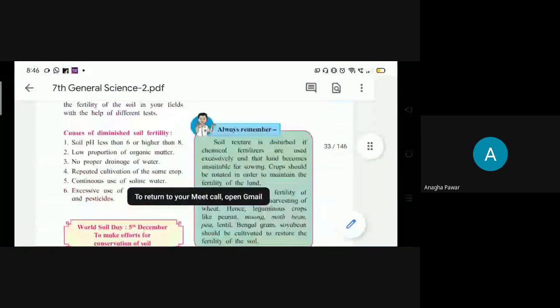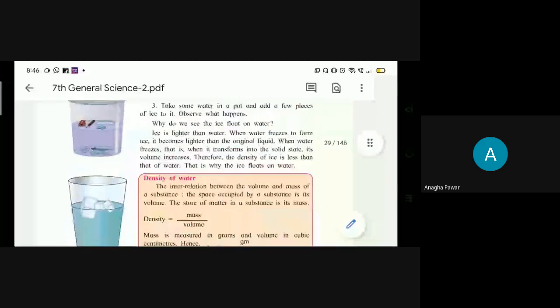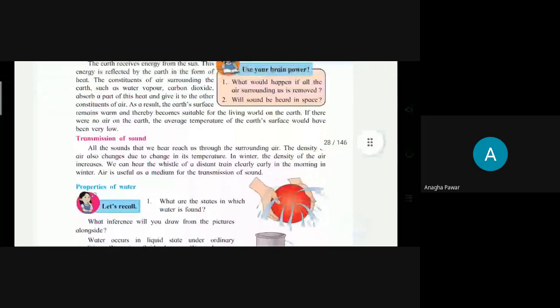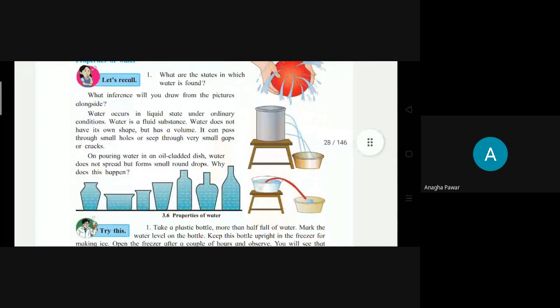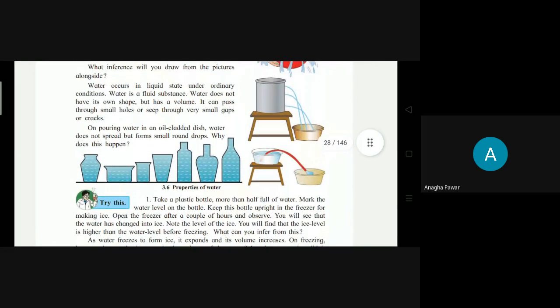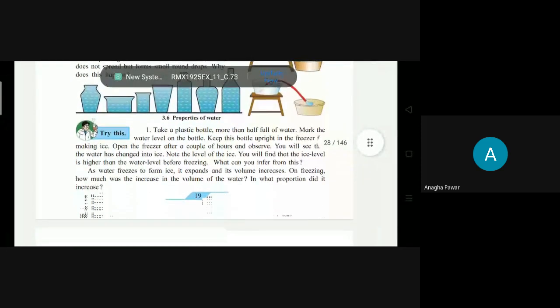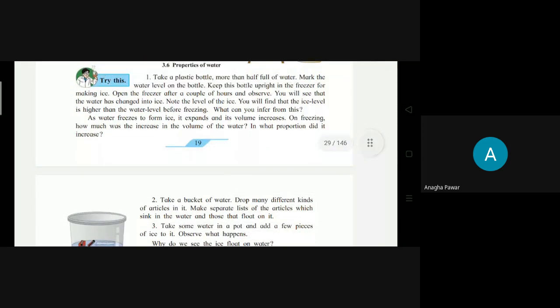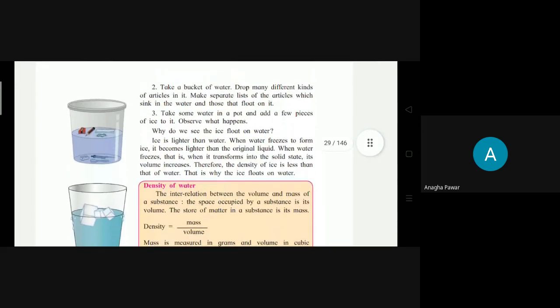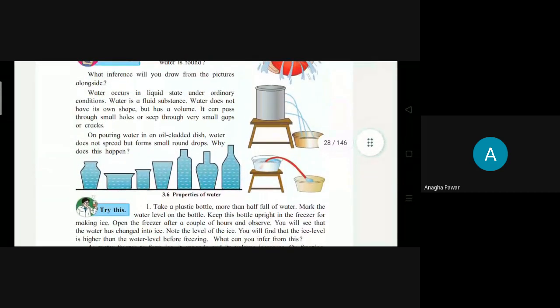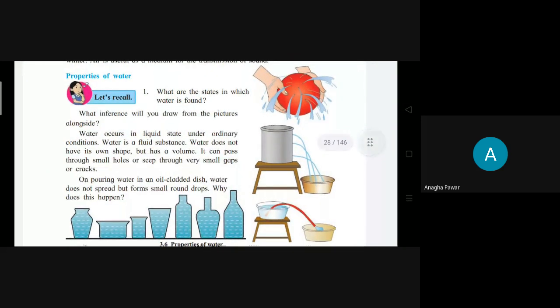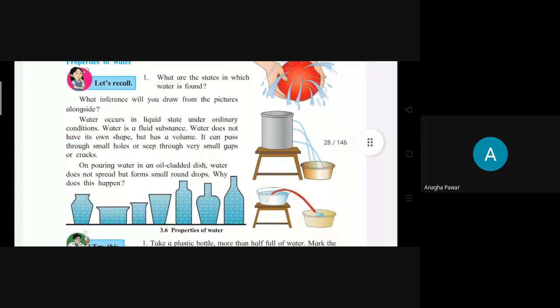Okay, let's go with our water also. Still we have 15 minutes left. Now, properties of water. See, by doing this type of experiment, what we have learned? Water occurs in liquid state under ordinary condition, and water is a fluid substance. Water does not have its own shape, but it has a volume. It can pass through small holes or seep through very small gaps or cracks. By doing this experiment, we have learned this.